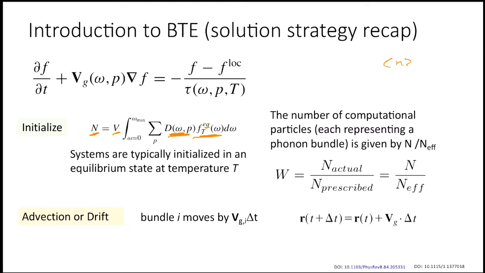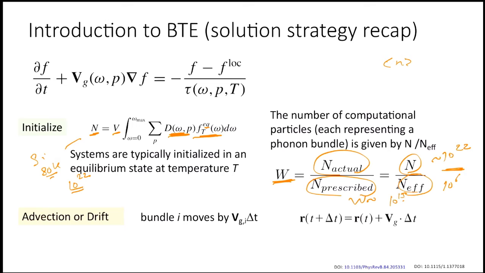When we took that example and calculated this number for silicon at 80 Kelvin, if you remember, it came out to be 10 to the power 22 or something. It was quite a large number. So this n actual, or this n, we would call it approximately 10 to the power 22. But the number of phonons we could deal with practically is like 10 to the power 6 or 10 to the power 7. So we found this W to be of the order of 10 to the power 15, some 10 to the power 16.